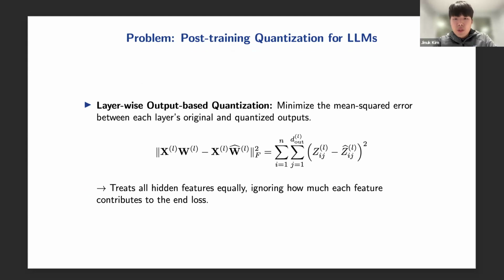However, layer-wise output-based PTQ treats every hidden feature equally. This is suboptimal since each hidden feature contributes differently to the end loss.